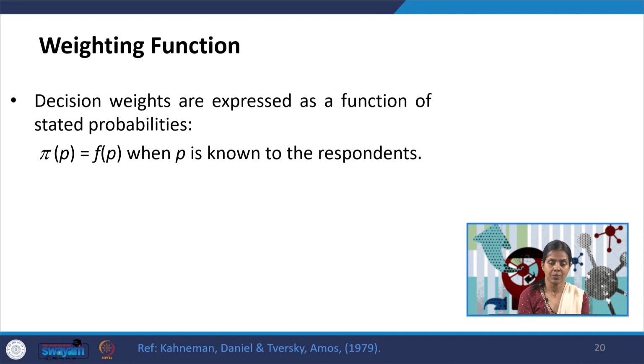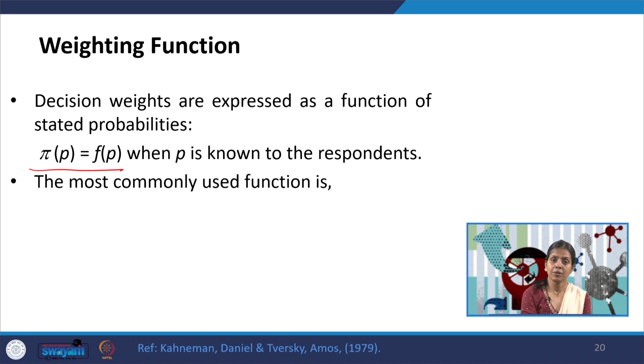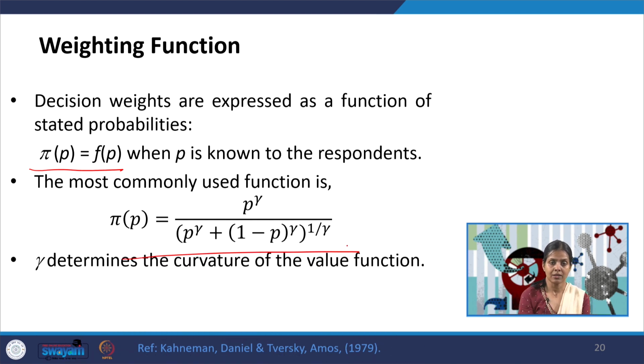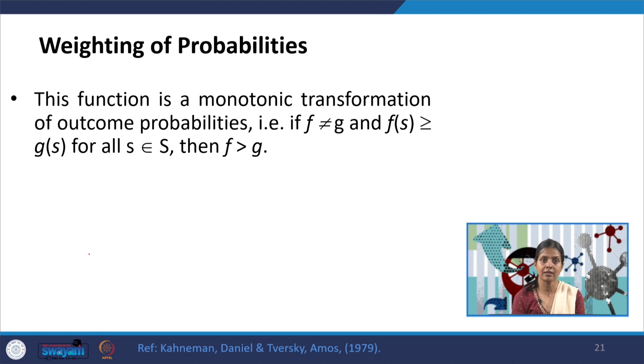Now, decision weights are expressed as a function of stated probabilities. So, pi p is essentially a function of probability, where p is known to the respondents. The most commonly used function is something like this. Gamma determines the curvature of the value function. We are not going to discuss this functional form much here, because we will discuss it at length later in cumulative prospect theory. The function is a monotonic transformation of outcome probabilities, that is, if f is not equal to g and f s is greater than g s for all s belonging to S, then f is greater than g.